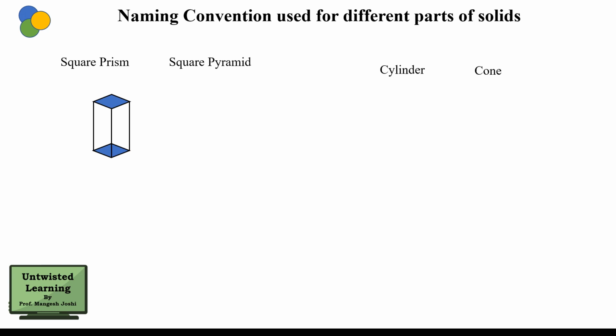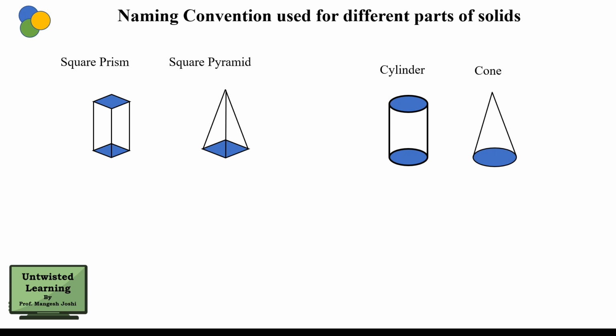Now let us understand the various parts of solids. You have, for example, a square prism, square pyramid, cylinder, and cone. These are the four solids you have. First is the top. This is the top of the square prism. Then this is a rectangular face. A square prism has four rectangular faces.